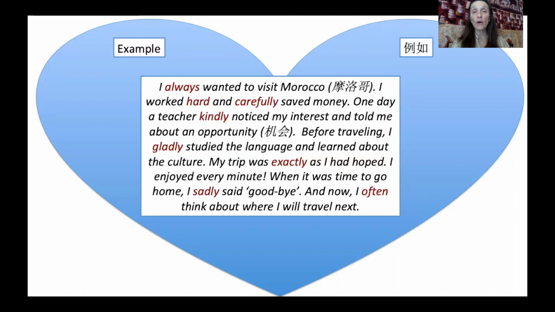saved money. One day, a teacher kindly noticed my interest and told me about an opportunity, 一个机会. Before traveling, I gladly studied the language and learned about the culture. My trip was exactly as I had hoped. I enjoyed every minute. When it was time to go home, I sadly said goodbye. And now I often think about where I will travel next.